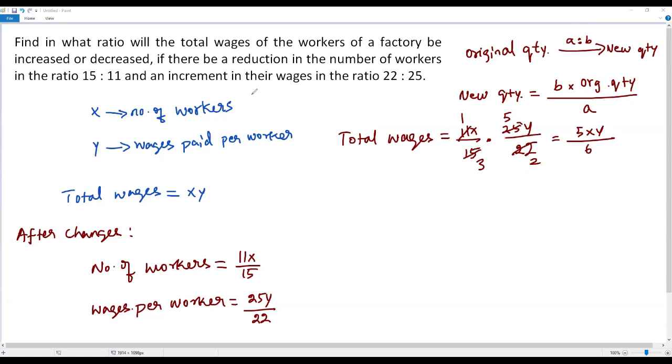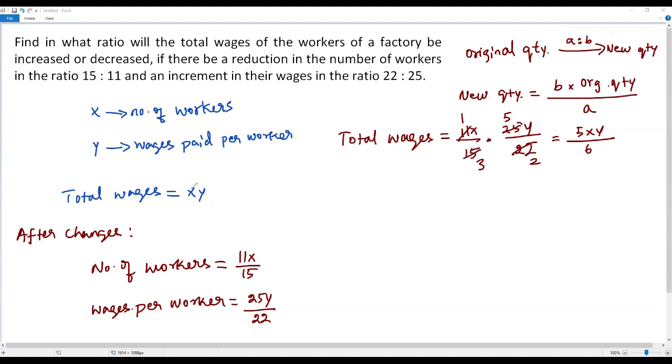Okay, so before the two changes mentioned in the question, the total wages of the factory is X times Y. After applying the two changes given in the question, the total wages of the factory are 5XY over 6. Okay, now we have to find whether the total wages have increased or decreased. That one also we have to find in the ratio.